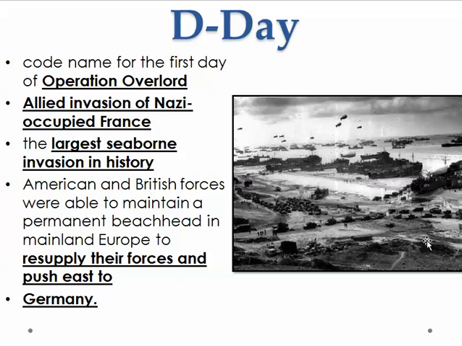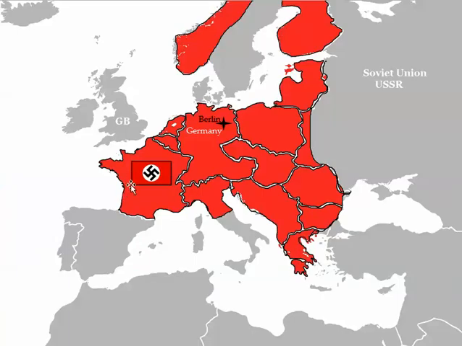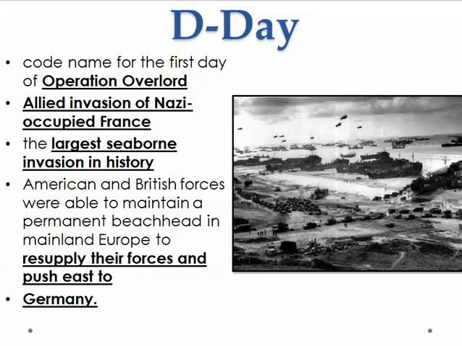And see, these are the beaches of Normandy here where they're dumping all the soldiers and supplies off. And they were going to use that to resupply their forces and push east to Germany. So establish this beachhead so they can resupply forces, put forces on the ground in mainland Europe, and then push Germany east. That's what D-Day was all about. That's why it was important geographically.